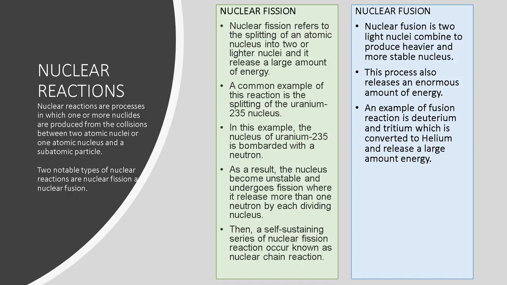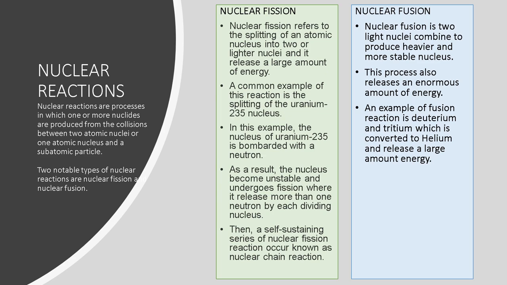The next slide is about nuclear reactions. Nuclear reactions are processes in which one or more nuclides are produced from the collisions between two atomic nuclei, or one atomic nucleus and a subatomic particle. Two notable types of nuclear reactions are nuclear fission and nuclear fusion. The first type of nuclear reaction is nuclear fission.